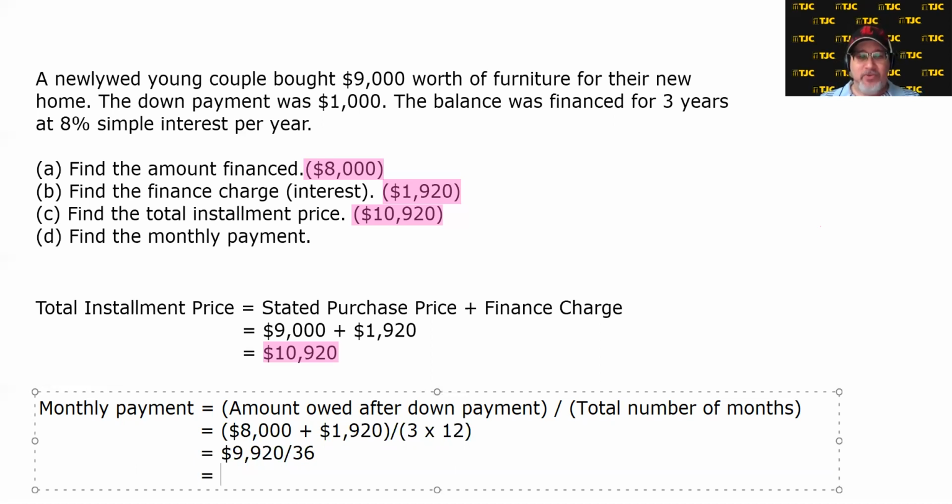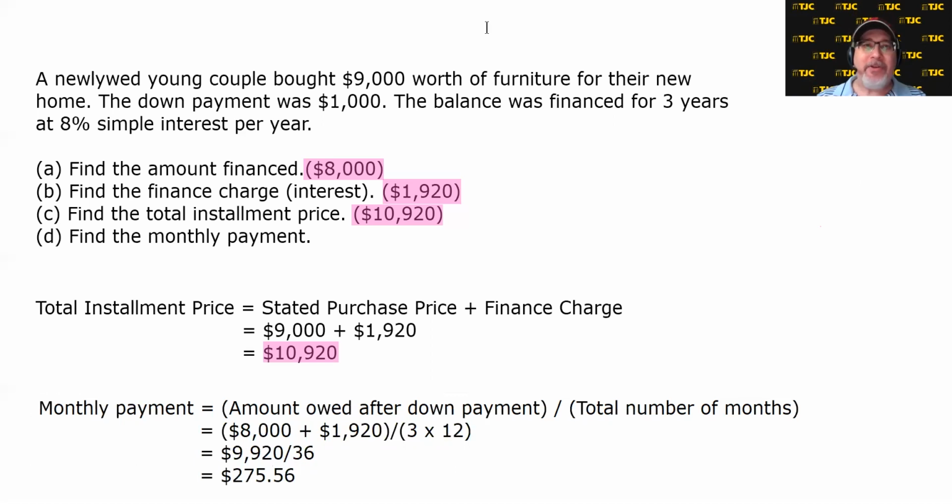And let's see what that equals. 9,920 divided by 36 is 275.555555, and the last 5 rounded up to a 6. Rounded off to the nearest cent, $275.56. And that would be our monthly payment.